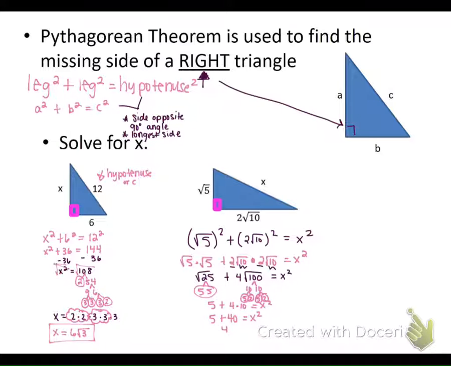So I get to 45 equals x squared. Do my factor tree. And I get x equals 3 square root of 5.